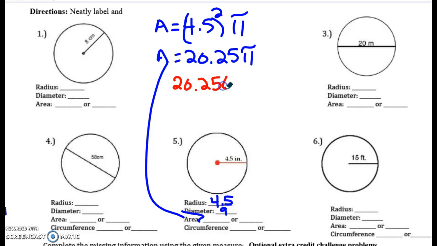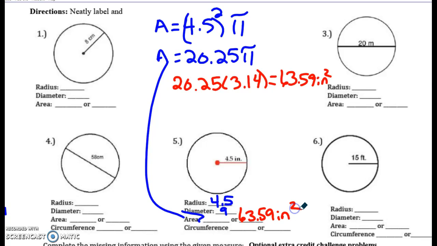Then to find the approximate area, I'm going to actually multiply it out. 20.25 times 3.14. When I multiply that, I get 63.59 inches squared. And that represents my approximate area of the circle.